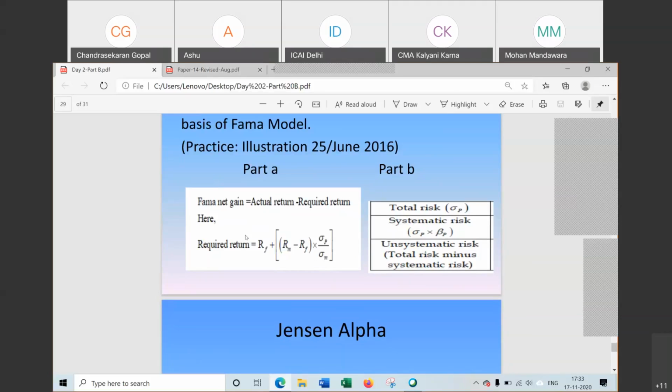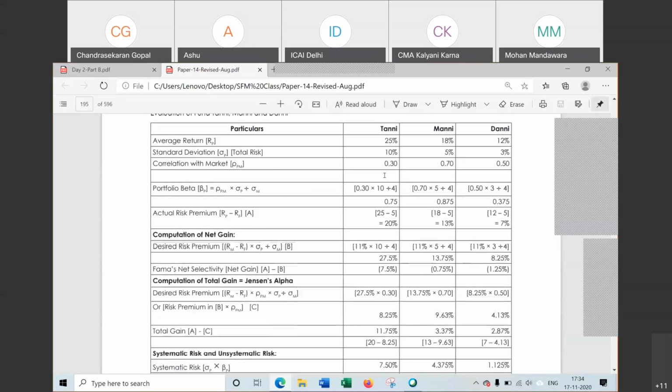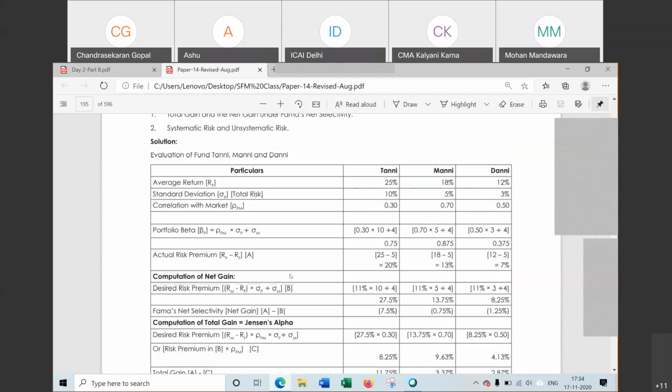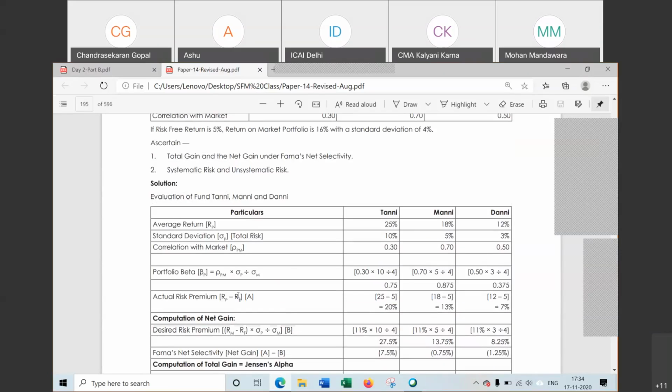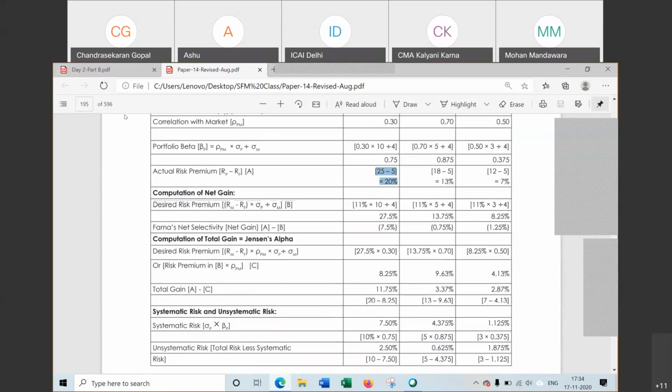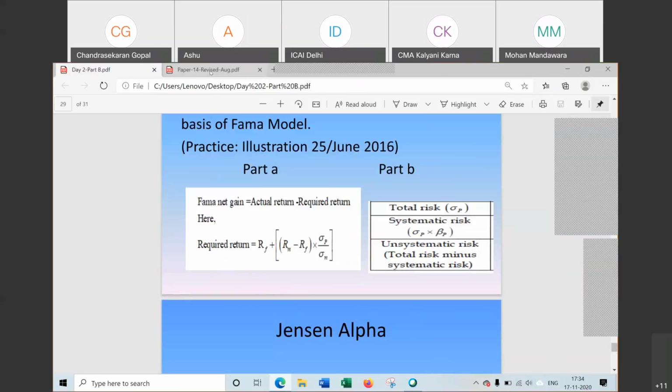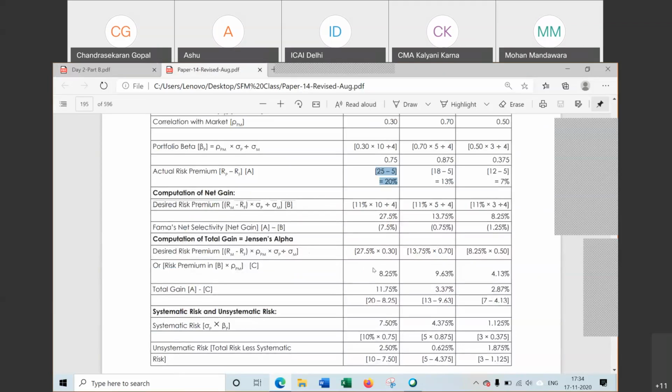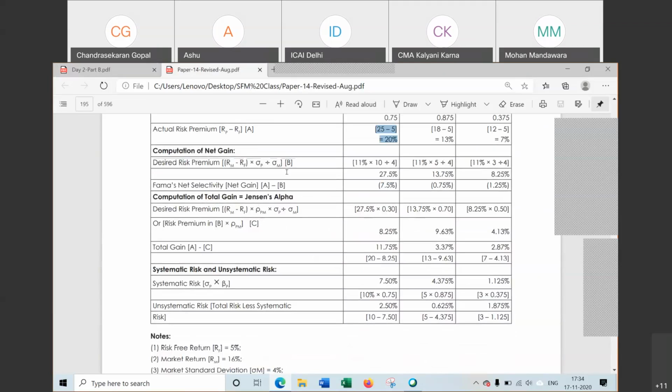Now coming back to the question, pharma net selectivity, actual return minus required return. Now this one, actual return 25, and here the risk premium is given as 5. That is actual return, average return, and risk premium is also given, that is RF. Actual return will be computed in this way: RP minus RF, 25 minus 5, 20%. This is actual return. And second part, we have computed this required return. Required return was this much, we just calculated it. This is 27.5. So 20% minus 27.5, that is minus 7.5.